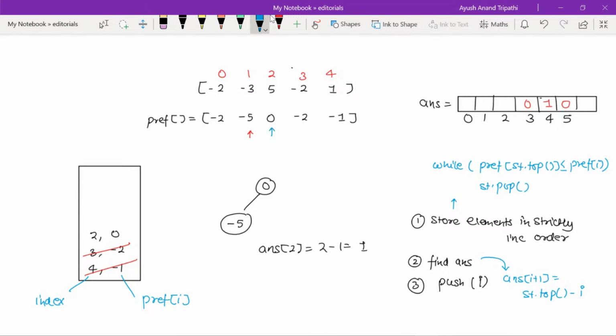Starting from this index, the minimum length subarray is the element itself, right? Of length 1. It has value greater than 0. So we'll update the answer for 2 as 1. And then the next index, which is a 0.